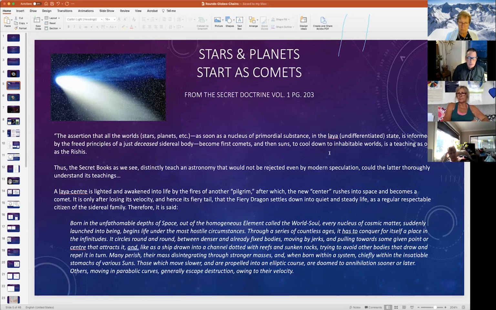Many perish, their mass disintegrating through stronger masses, and when born within a system, chiefly within the insatiable stomachs of various suns. Those which move slower and are propelled into an elliptic course are doomed to an annihilation sooner or later. Others moving in parabolic curves generally escape destruction owing to their velocity.